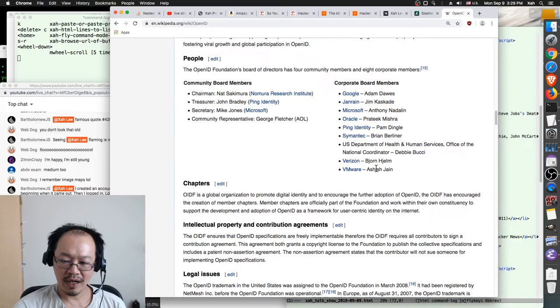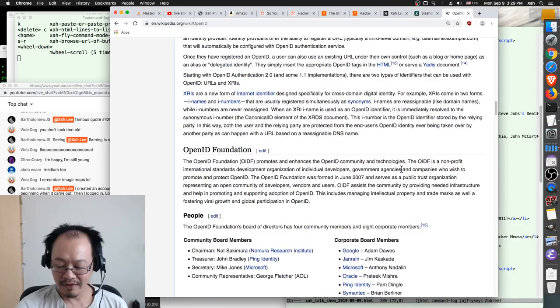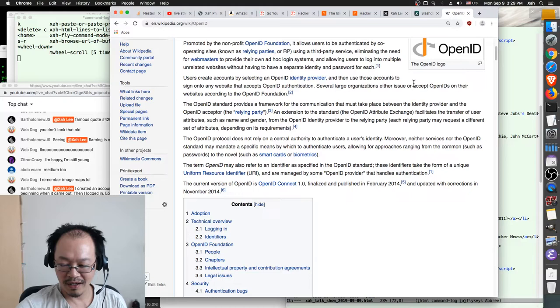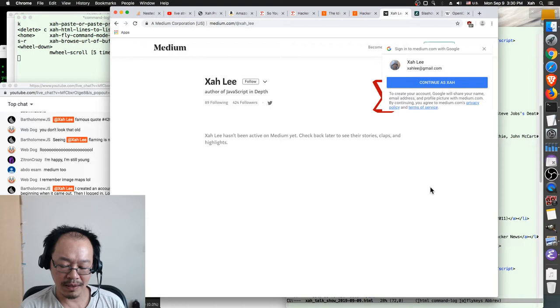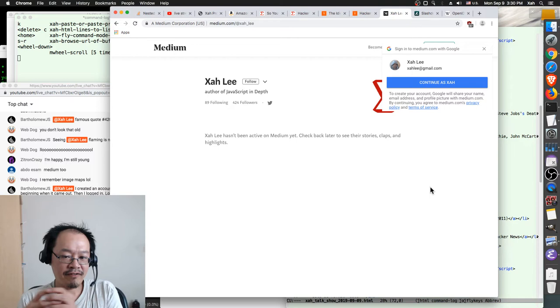Anyway, so OpenID failed. But OpenID is one chapter of online login. Then there's another thing, which you see here on Medium. It says sign in to Medium.com using Google, okay. So the idea is that the vast majority of people already have a Google account or Facebook account, with these big online companies.